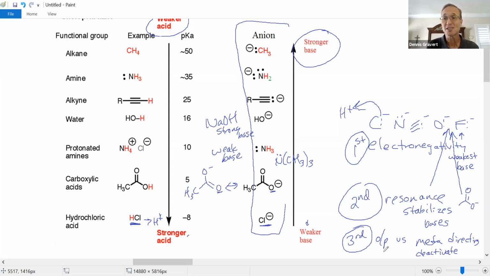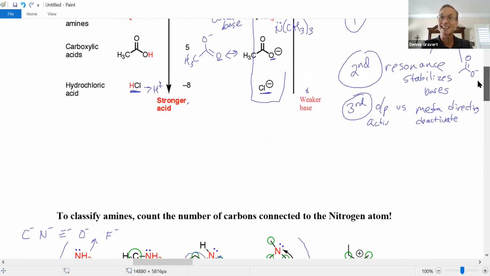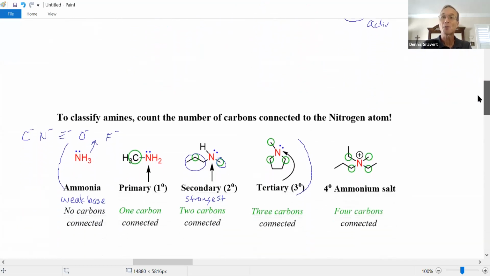Ortho-para directors activate. They pump in electron density. They pump in some more electrons and make the pi electrons want to jump out and react. They make the benzene ring more electron rich. So now, if you add an ortho-para directing group to a base, it does the same thing. The ortho-para director wants to add electrons, make the lone pair of the base more reactive, more willing to jump out and do a reaction. So 2 carbons are better than 1.